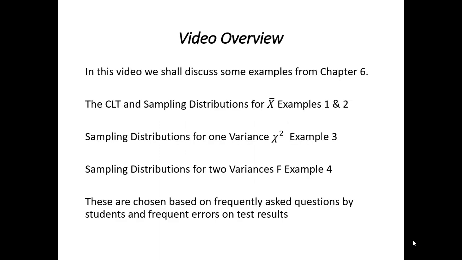The overview for this video is we're going to start out talking about the central limit theorem and then look at sampling distributions for our sample mean. We'll look at examples 1 and 2 that cover this. In example 3, we're going to take a look at the sampling distribution for one variance, also known as the chi-square distribution. And in example 4, we'll look at sampling distributions for the ratio of two variances. This is known as the F distribution. These examples are chosen based on frequently asked questions by students and frequent errors on test results.